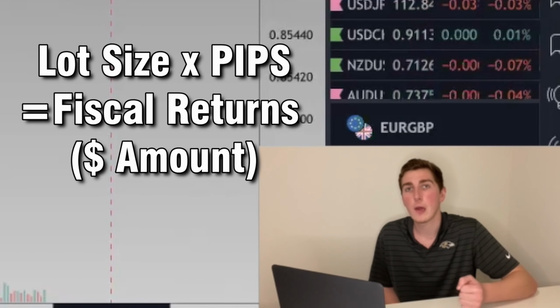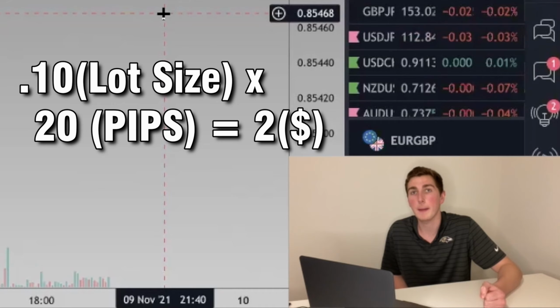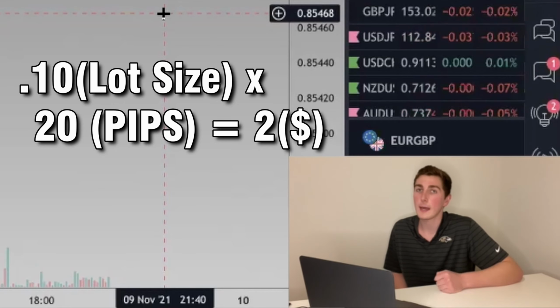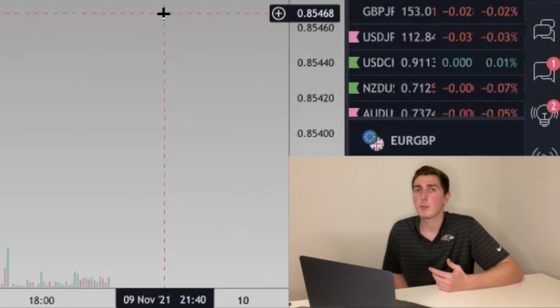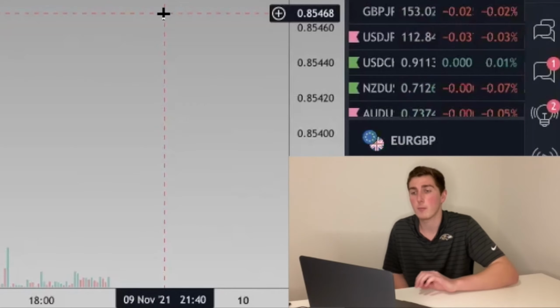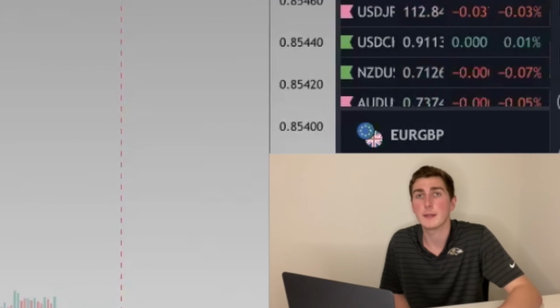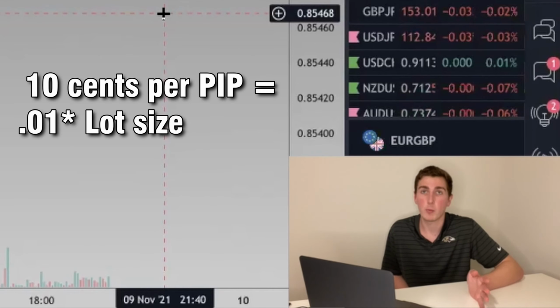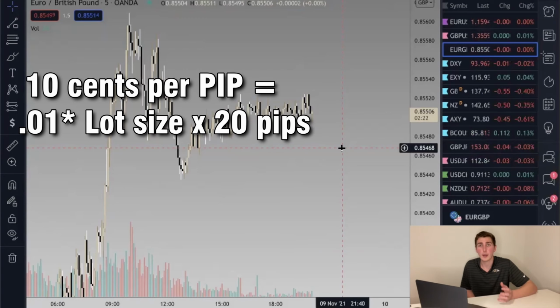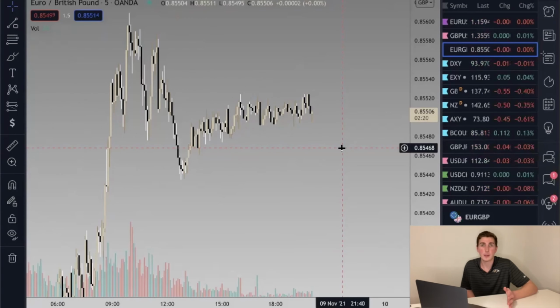If you multiply one lot, which is 10 cents per pip, times 20 pips, you're going to get $2. That's going to be your fiscal return. So hopefully it's starting to make a little bit more sense what I'm getting at here, guys. If you want to know exactly ahead of time what your stop loss is and what your take profit is in terms of fiscal values, you're going to need to multiply your pip worth and your amount of pips. So 10 cents per pip would be 0.01 lot, 20 pips, $2 return. If your stop loss is half of that, you're going to have a $1 return. So hopefully it's making a little bit more sense now, guys.